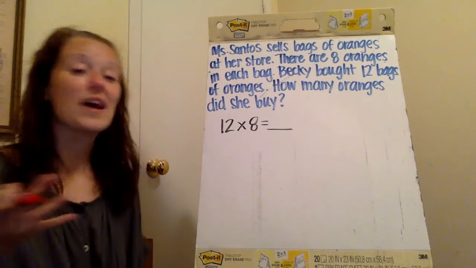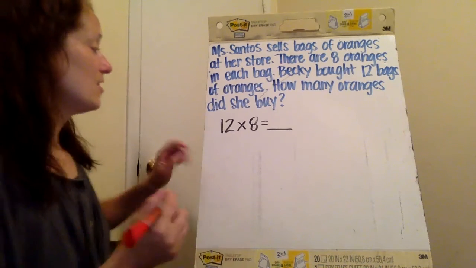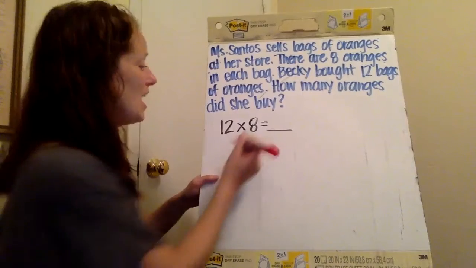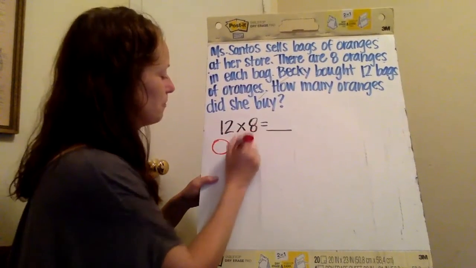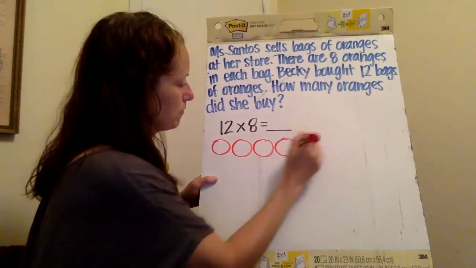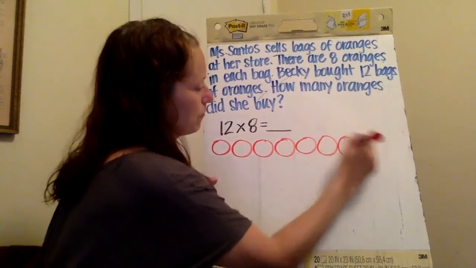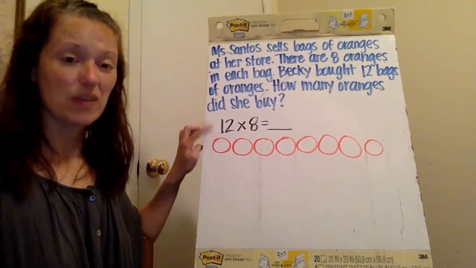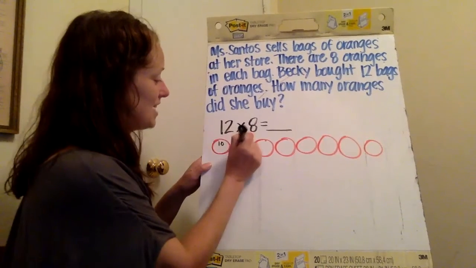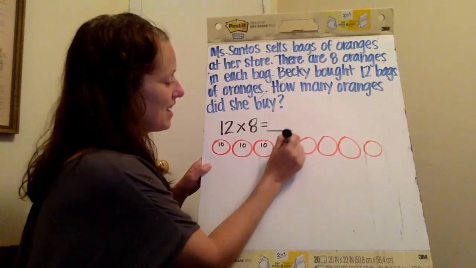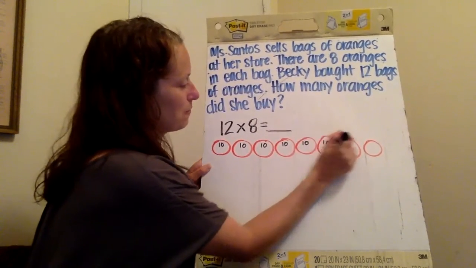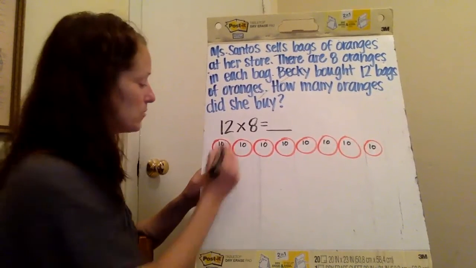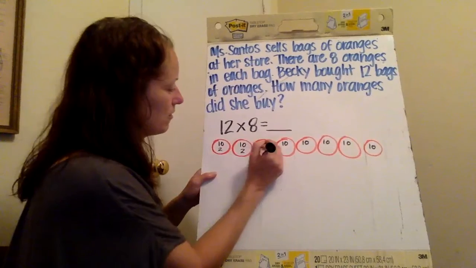Okay, so one way that I solved this, I could say, well, you know what? I'm going to break up my 12 and I'm going to draw out 8 groups. And in my 8 groups, remember I broke up my 12, I'm going to put 10. So I'm going to use that 10 as a very friendly number for my brain. But I also need to represent that 2 as well. So I'm just going to write that underneath.